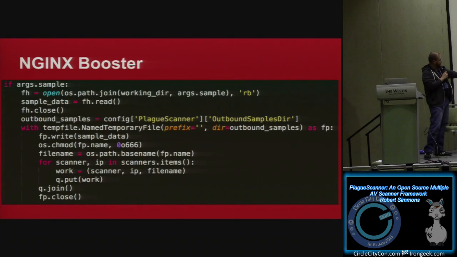the work queue, and then at the end of that, when the work queue is finished, after all the threads have hit the join method, then I close that file handle, and then boom, everything's cleaned up and I'm done, and then I'm dropping a JSON document into the standard out.